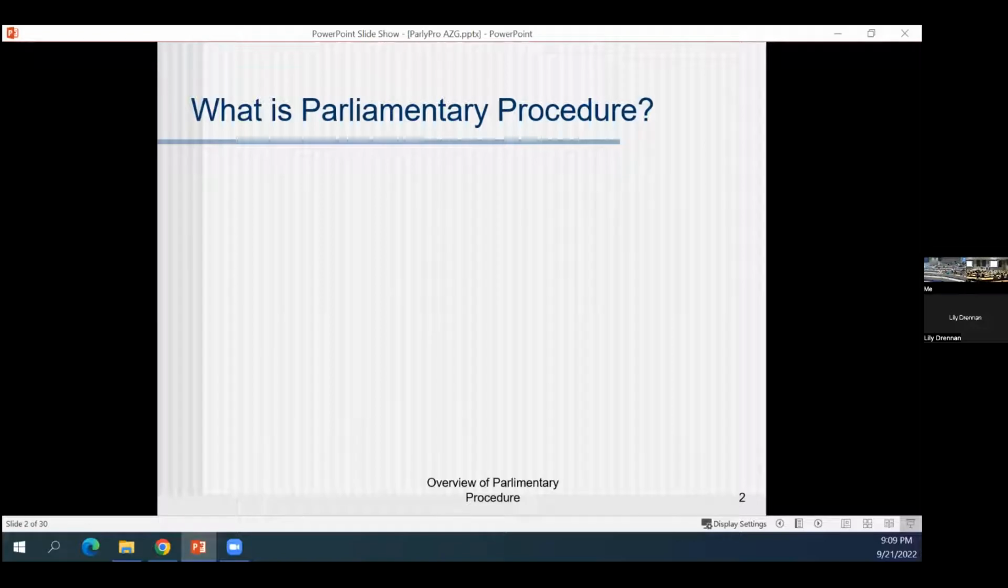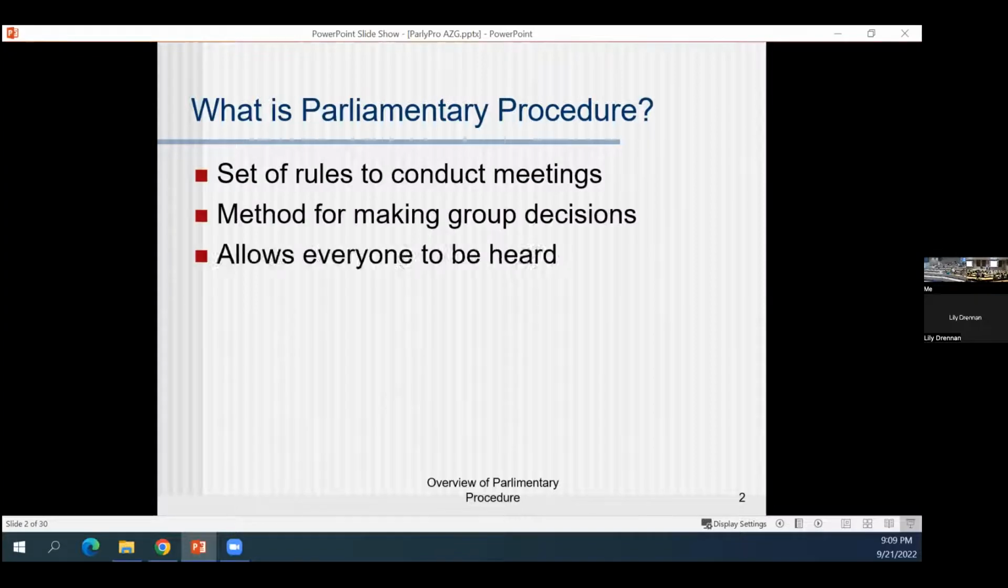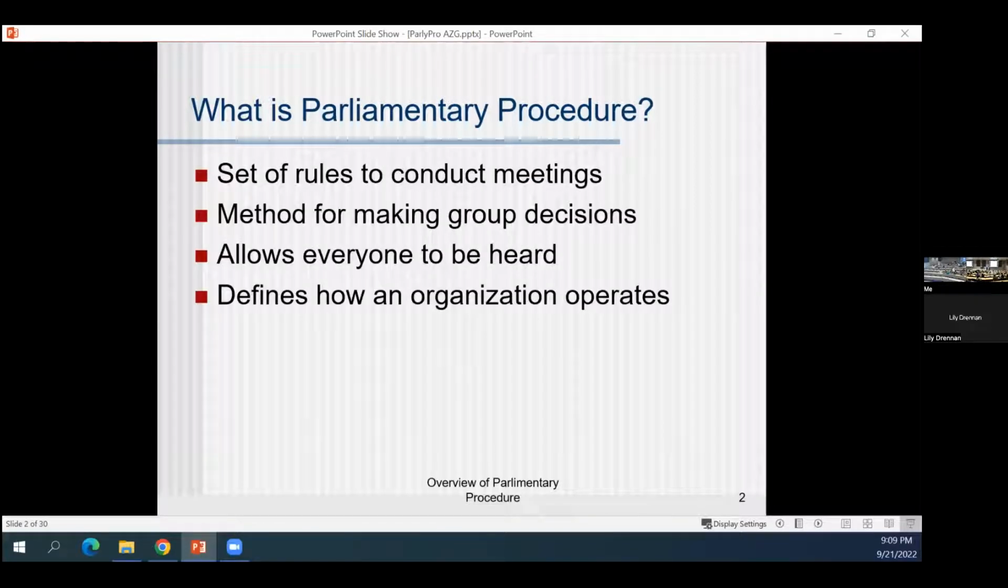What else does parliamentary procedure do? No cheating, no Googling it. One of the key things that it does is it allows, in a large group like this, everyone to be heard, but the majority decision and opinion to be found and then followed. And that is important. A set of rules to conduct meetings allows you to make decisions. You're voting on elections and things like that. Allows everyone to be heard is very important. And it also defines how an organization operates.